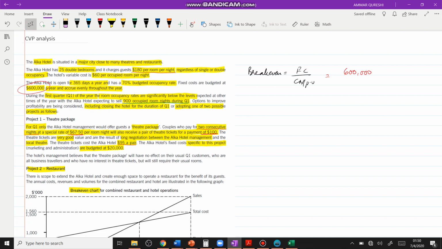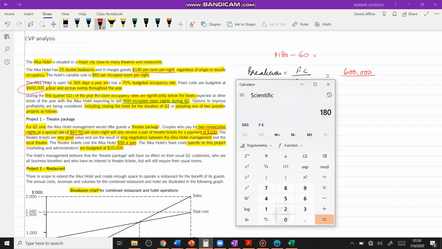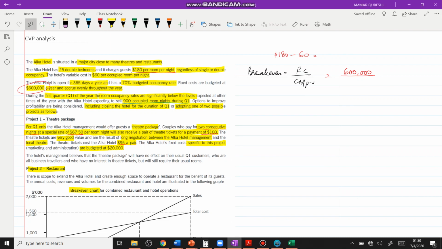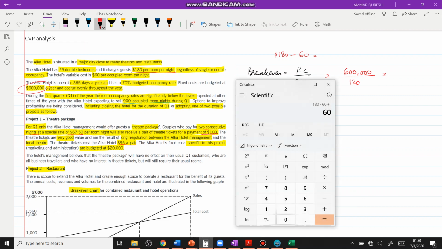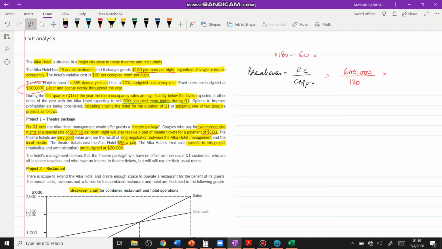So 600,000 is for the whole year, divided by what? Divided by contribution per unit. Contribution is 180 per dollar. 180 is the price and 60 is the variable cost. So 180 minus 60 is 120, right? So 600,000 divided by 120 is equal to 5,000. You have to sell 5,000 room nights in order to achieve the break-even point.